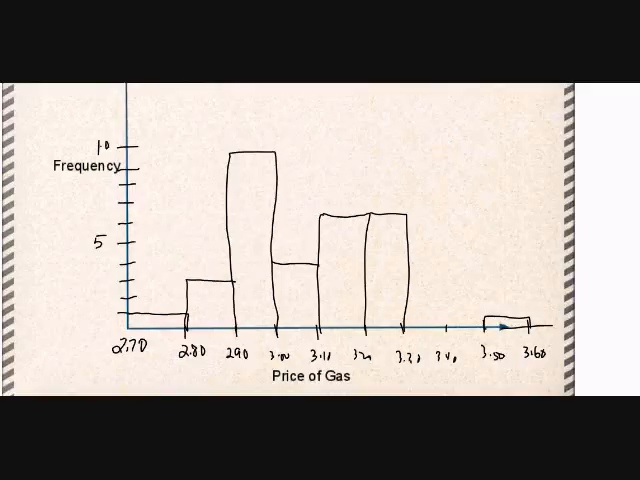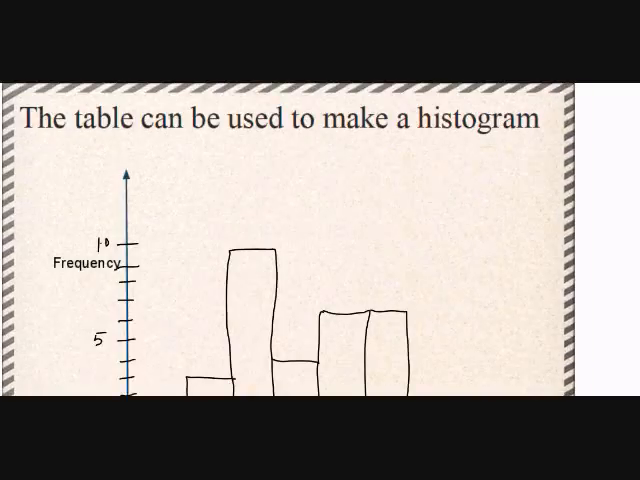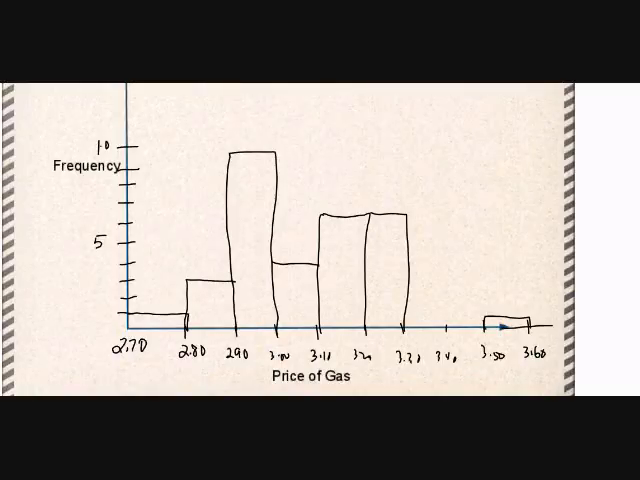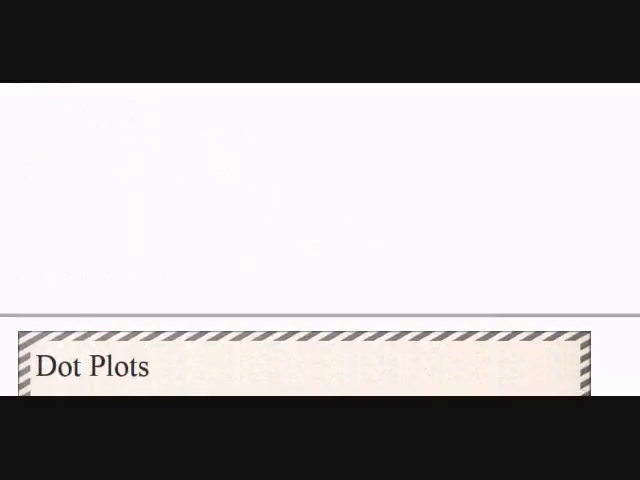Okay? I can make a dot plot with these same frequencies. Did I go too fast over that one? Yeah, I'll go back. So we make a histogram, or what's called a dot plot, that we're going to do next, to show the shape of the distribution of these prices. Okay? All right, so now we'll go to what's called a dot plot.